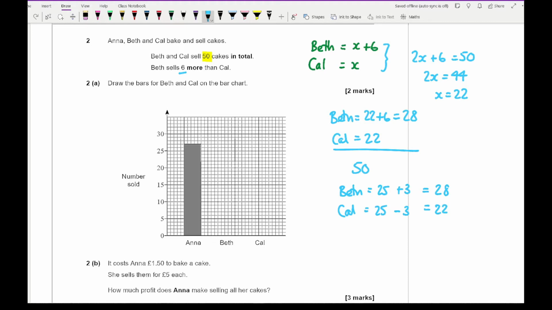So here we just need to plot it on our diagram. Beth is 28, so that's going to be 2 above, and so that's going to be there. And Cal is going to be at 22, which is there. You just need to make sure that you are using a ruler. So let me just do that as accurately as I can, which is a little bit more difficult on the computer, like so. And we do the same for Cal.